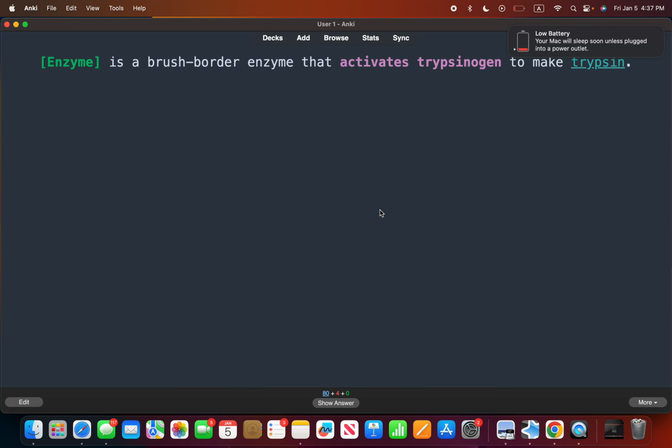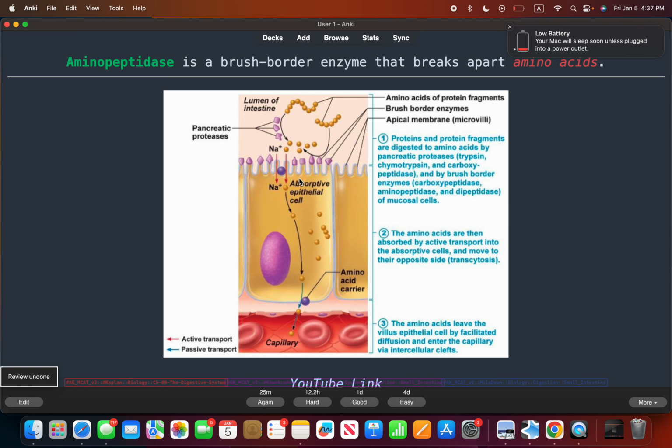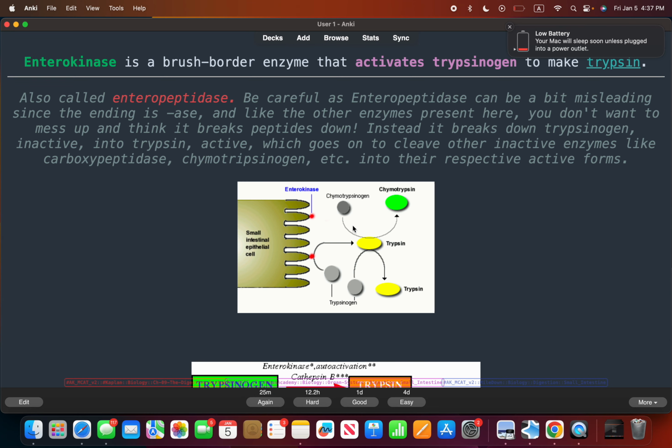What is a brush border enzyme that activates trypsinogen to make trypsin? We just read enterokinase, also called enteropeptidase. So what was the thing before? Was it aminopeptidase? There is a difference between aminopeptidase and enteropeptidase. Be careful, as enteropeptidase can be misleading since the ending is ase, like the other enzymes present here. You don't want to think it breaks peptides down.